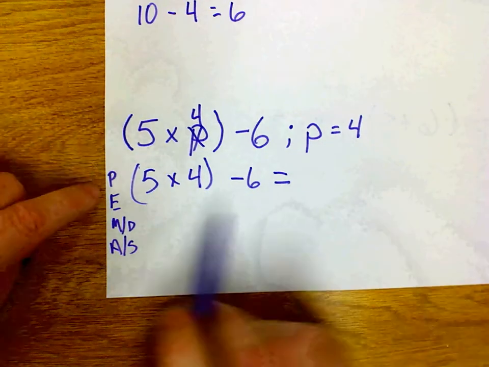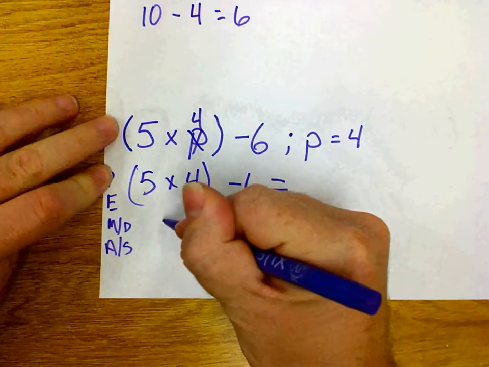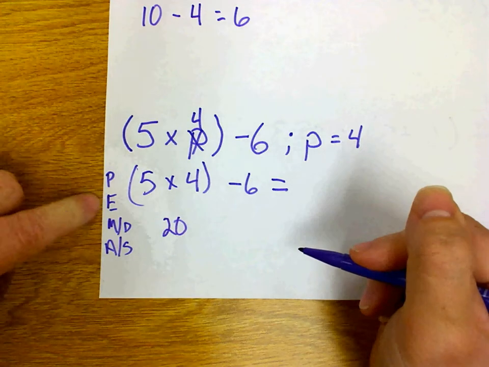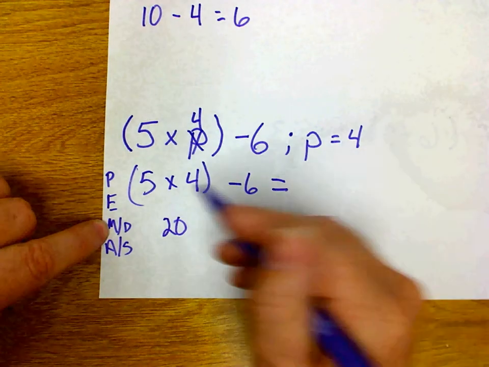Well, we have to do parentheses first, so that's 5 times 4. Well, what's 5 times 4? 20. I solve it right below it. Any exponents? No. Any multiplication? We already did that. We did what was in the parentheses first.